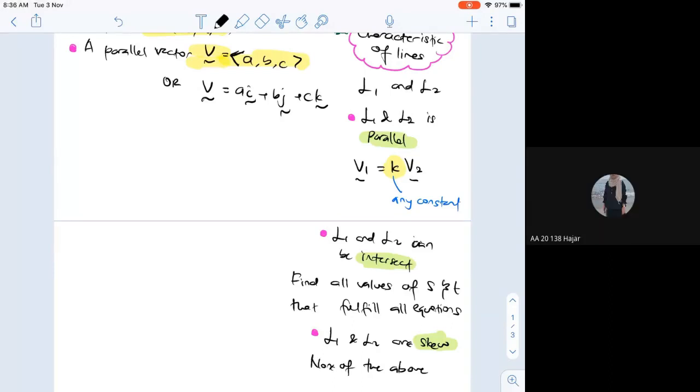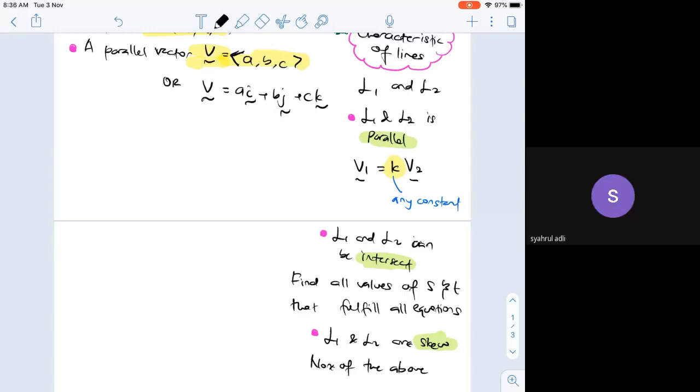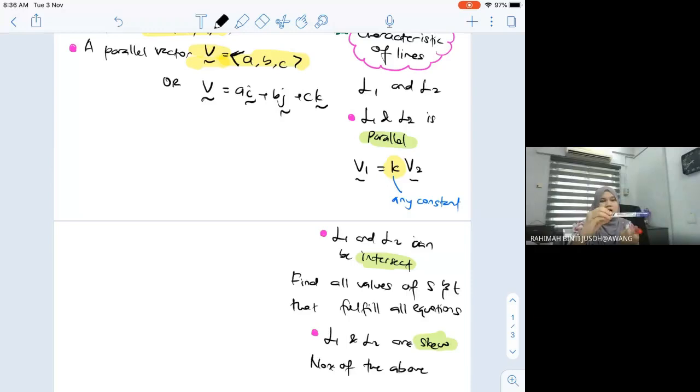Yes. Okay, so now, what are the applications of skew lines in our real life? Anybody can give the applications? Any idea? Guys, kat mana you jumpa skew lines ni? Where do we need to apply this concept? Atap.